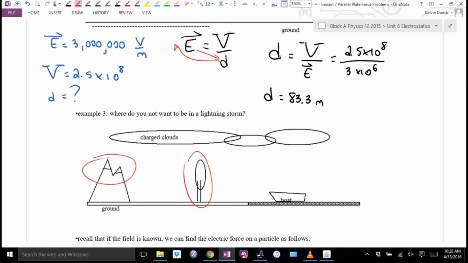Okay. If the boat was a sailboat with a metal mast, which essentially is a lightning rod, you probably wouldn't want to be on it.